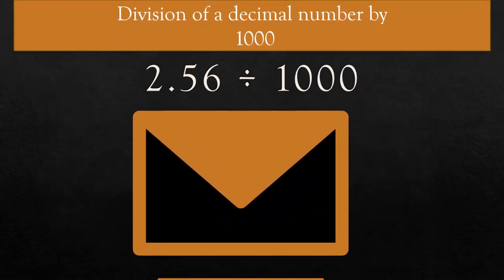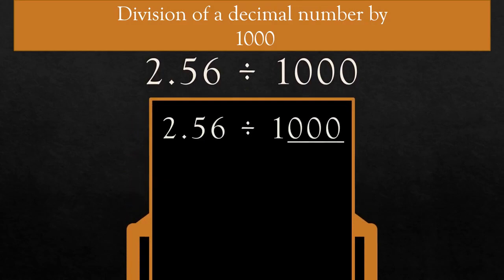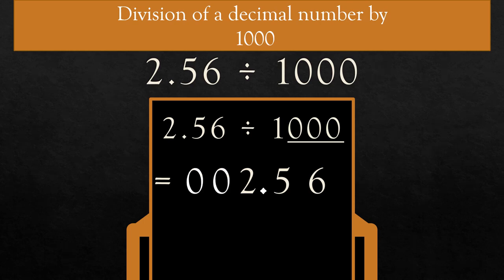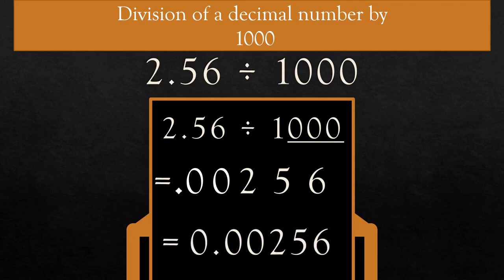Let us solve one more example. 2.56 divided by 1000. See, in divisor 1000, we have 3 zeros. So the decimal point shifts 3 places to the left. But there is only one digit before the decimal point. So add 2 zeros, and then shift the decimal 3 places to the left. So count 1, 2, 3 and place a decimal. So the answer is 0.00256.